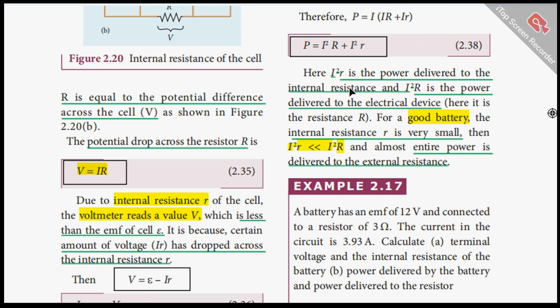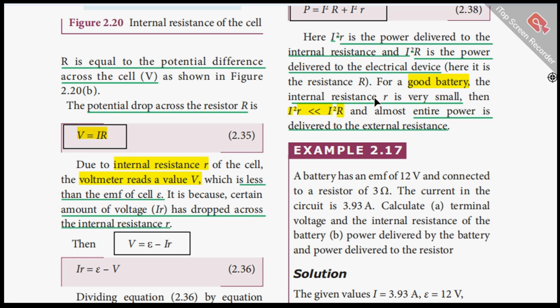Here this I squared r is the power delivered to the internal resistance and I squared capital R is the power delivered to the electrical device. And the resistance is given by R. For a good battery, the internal resistance r is very small, then I squared r is very much less than I squared R, and almost the entire power is delivered to the external resistance.